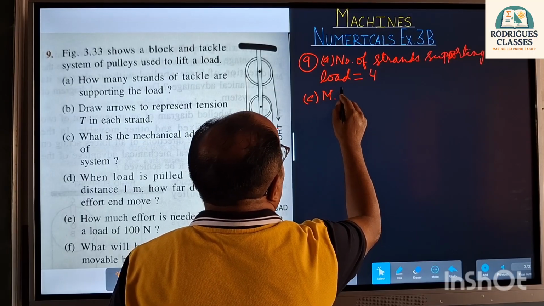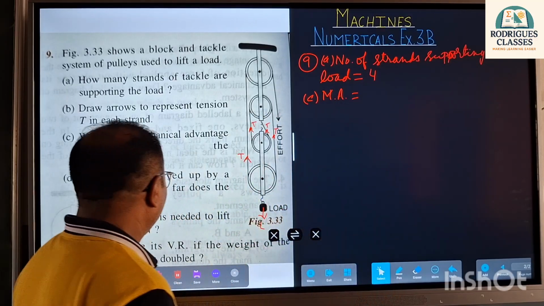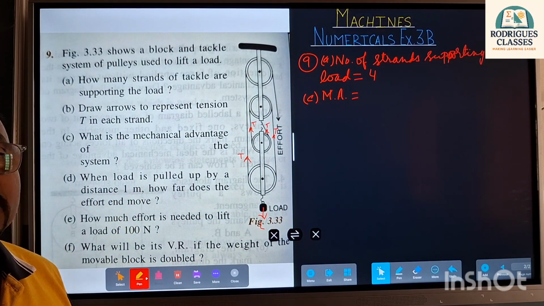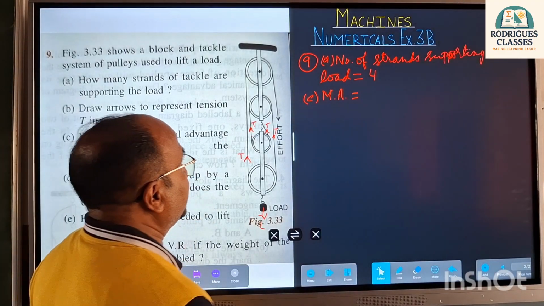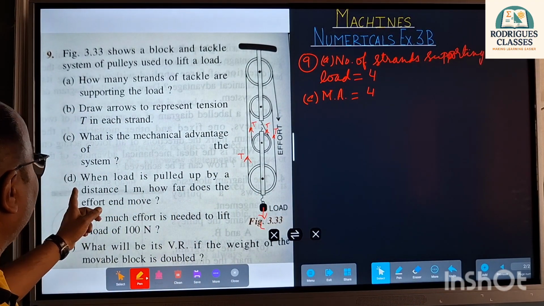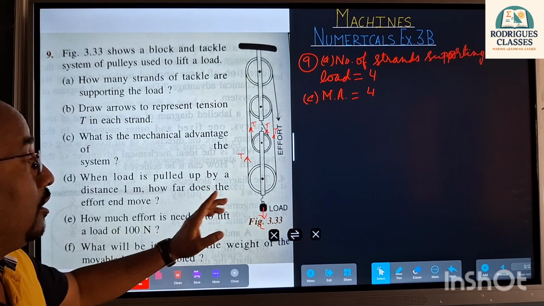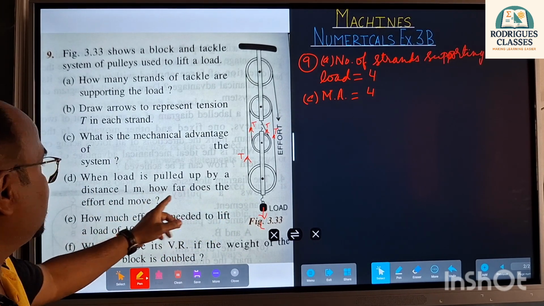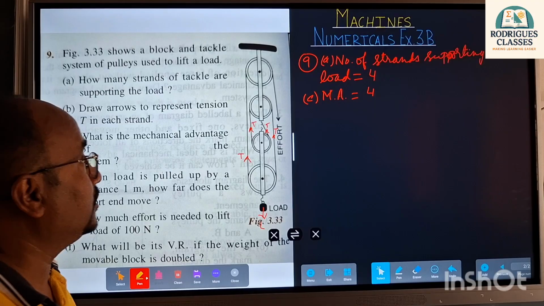So mechanical advantage, there are 4 pulleys. Because the load and the effort are not mentioned, we directly write what happens in an ideal condition. So 4 is the answer. That was the C part. Now when the load is pulled by a distance of 1 meter, how far does the effort move?